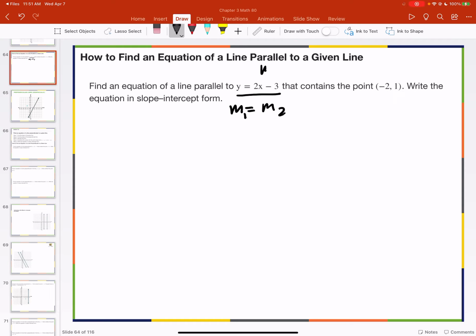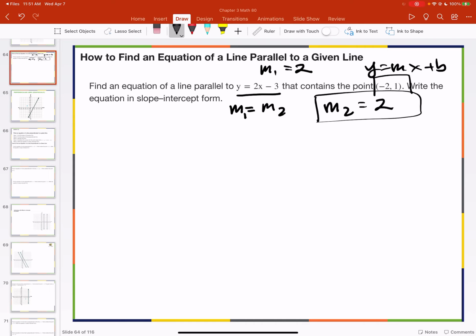So if my original slope is 2, how do we know? That's because it's already in the form y equals mx plus b, and we know that the coefficient of x is the slope, so the coefficient is 2. The new slope is going to be exactly the same value. So now I have that my slope is 2, and I know that it contains the point (-2, 1). So I have a point and I have the slope. Which formula do you think I need to use?